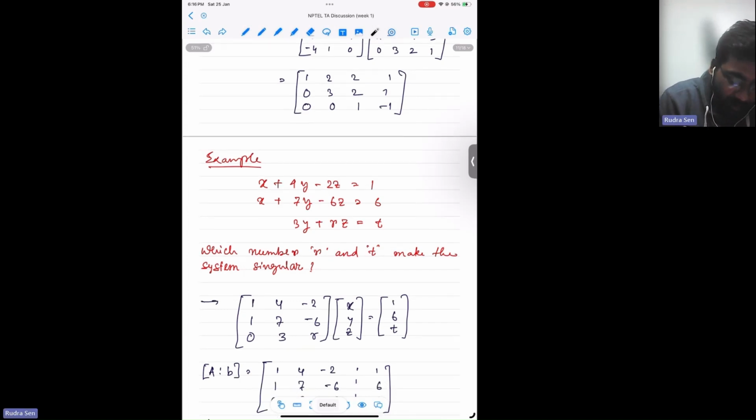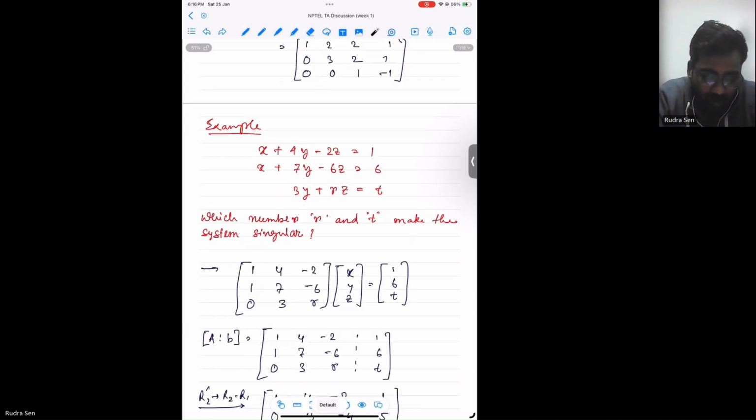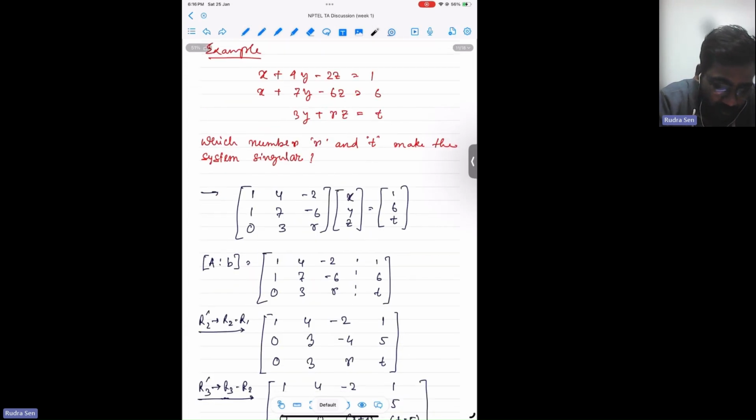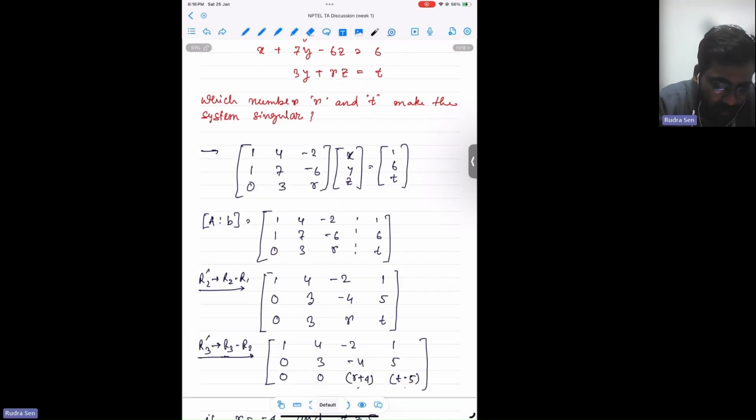The question asks which values of r and t make the system singular. Singular means inconsistent; we do not get any result from it. So what will be our approach? First, we put the system of equations into matrix-vector format, so we get this kind of picture. The next step is to augment the B vector with matrix A. We get this matrix.